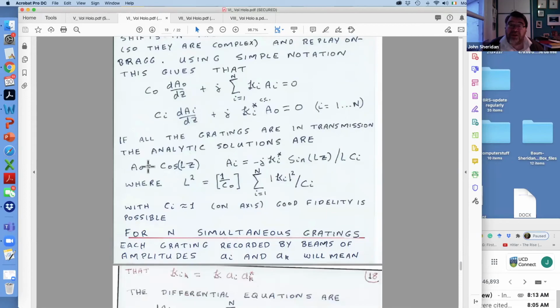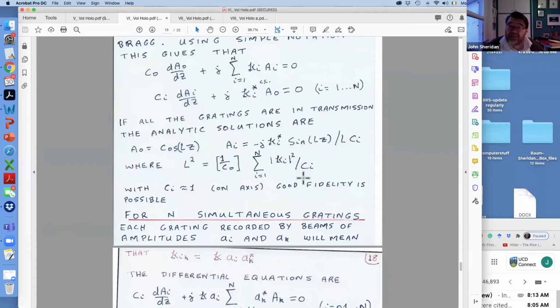Then we can take this set of coupled first-order differential equations and write down analytic solutions, where A0 is going to be a cosine. We've seen this before. And A_i is going to be given by kappa_i, the coupling constant, which of course is proportional to the index modulation, this N1, times a sine wave with some scaling. So we've got analytic expressions where this L squared is given in this term here. This is just a normalization type parameter.